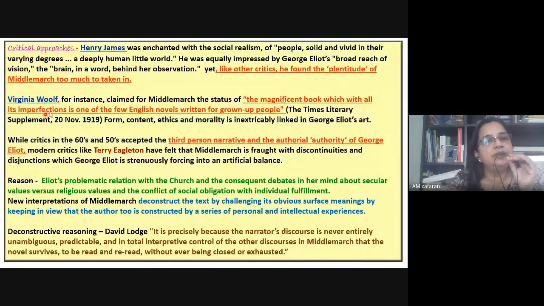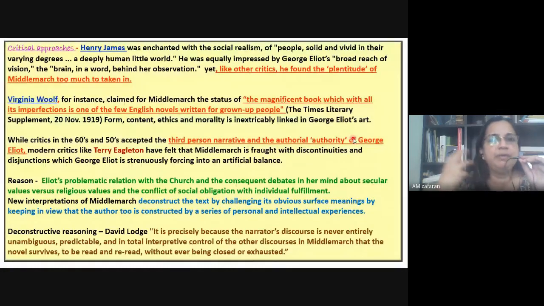Now, going on to another critical approach, by Virginia Woolf, the writer. Virginia Woolf, for instance, claimed for Middlemarch the status of the magnificent book, which, with all its imperfections, is one of the few English novels written for grown-up people. This came in the Times Literary Supplement on the 20th of November, 1990. So form, content, ethics, morality are inextricably linked in George Eliot's art. These are things that you cannot take one away from the other.